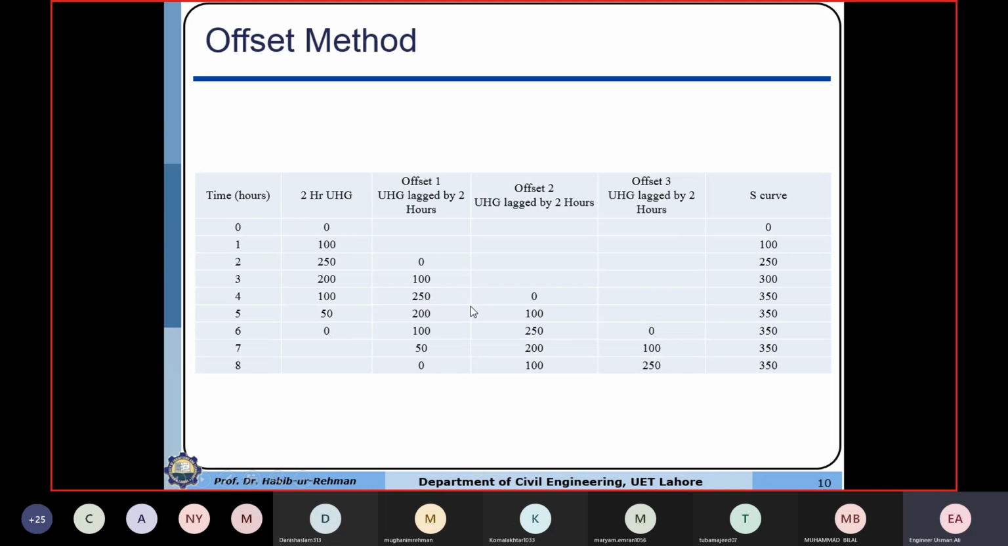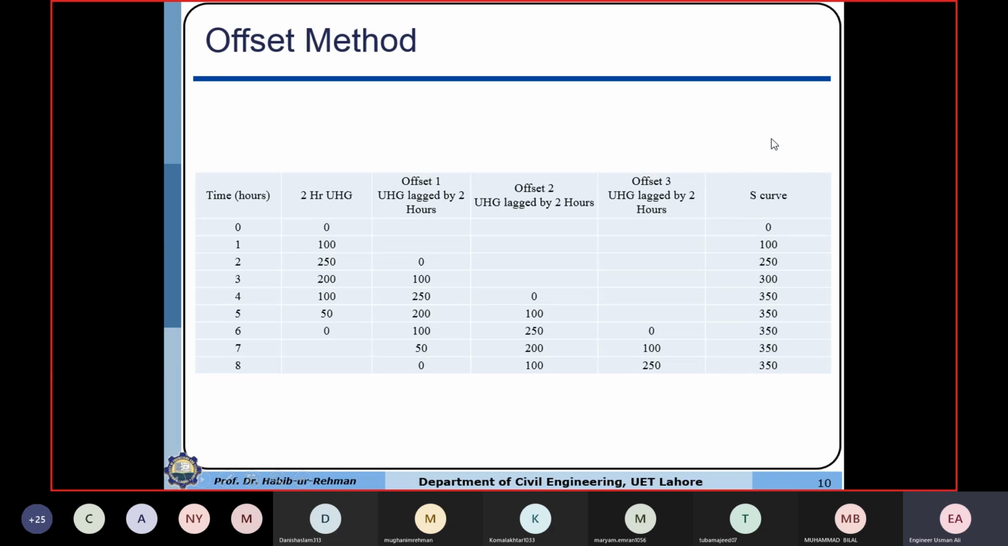The lag between each offset and the hydrograph is equal to the duration of the unit hydrograph. If it is a 3 hour duration, you will take a lag of 3 hours. If it is a 4 hour duration, you will take a lag of 4 hours. After that, you will add the ordinates of all these hydrographs, the given one and the offsets. So you will add columns 2, 3, 4 and 5. This will be the ordinates of the S curve.